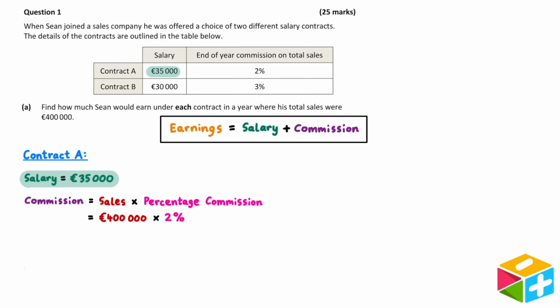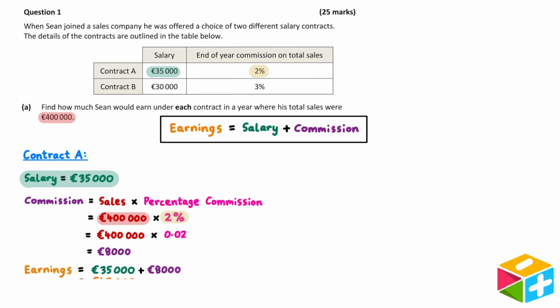Here, the total sales are €400,000 and the percentage commission for Contract A is 2%. To make things easier for our calculator, we should convert this percentage to decimal form. We do this by dividing by 100, so 2% will be 0.02 in decimal form. When we perform our calculation, we get an answer of €8,000 for our commission.